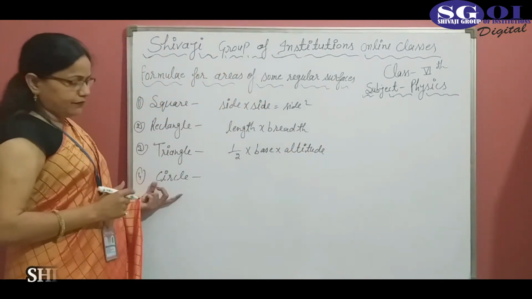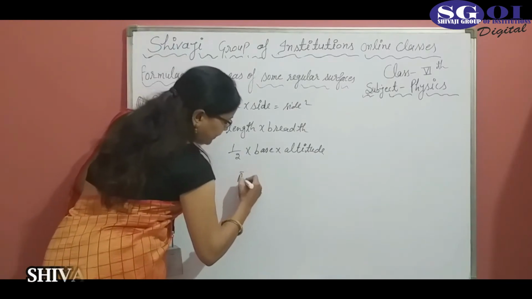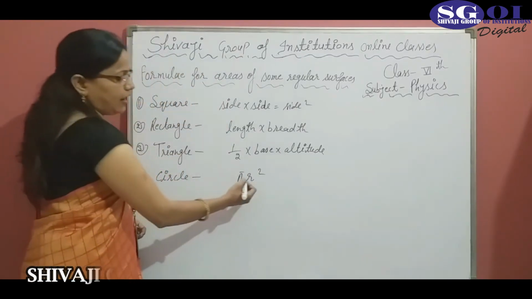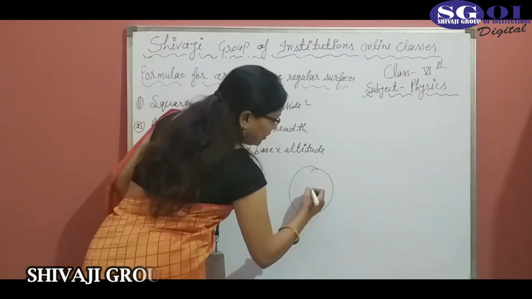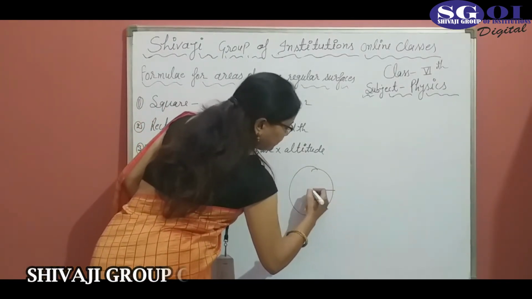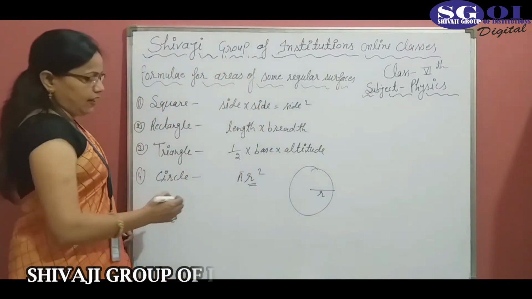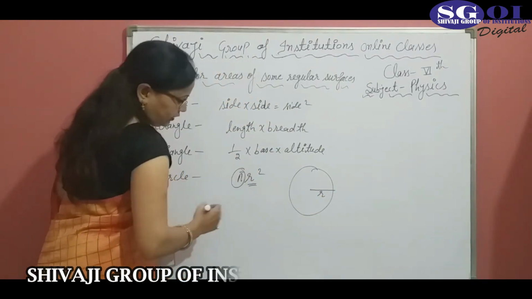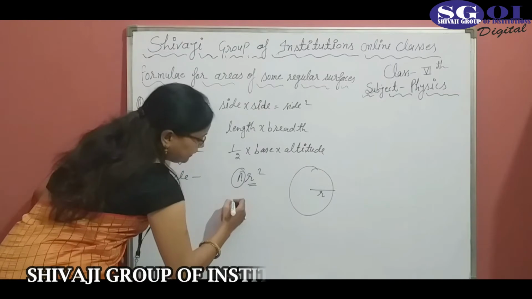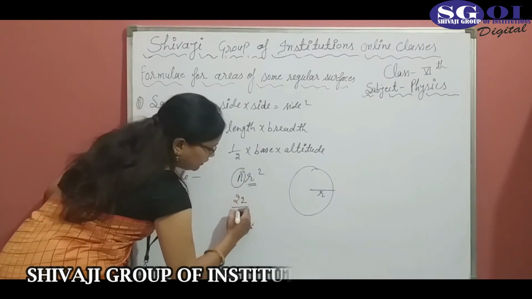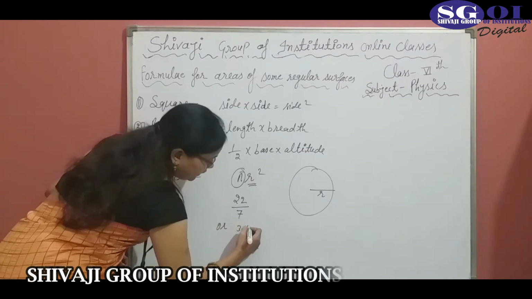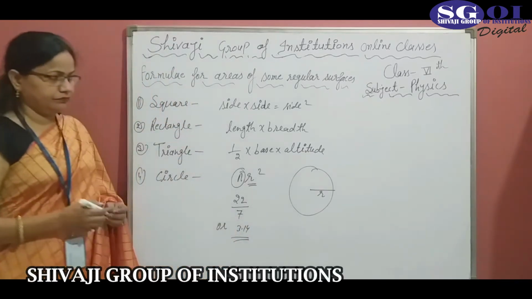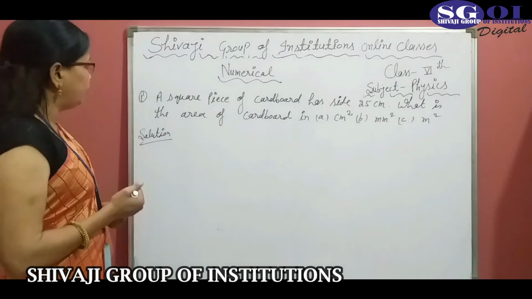Now area of circle is pi r square. Here r is the radius of circle, and pi, the value of pi is 22/7 or 3.14. Now student, numerical number first.